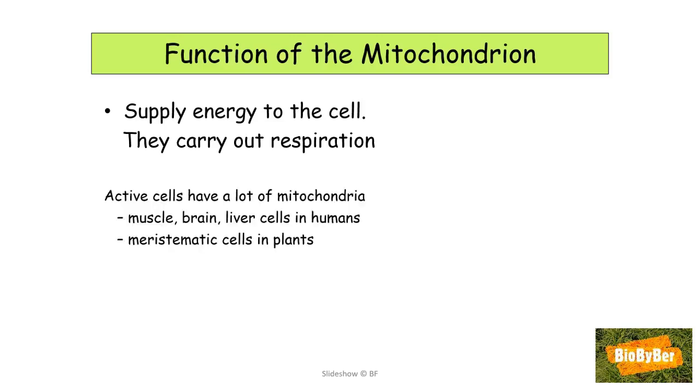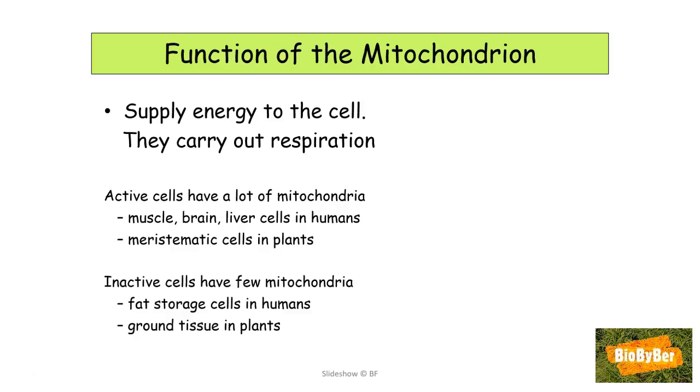Active cells have a lot of mitochondria. This makes sense because active cells carry out a lot of chemical reactions. Muscle, brain, and liver cells in humans have a lot of mitochondria, plural. Meristematic cells in plants actively carrying out mitosis or actively carrying out cell division also have a lot of mitochondria.